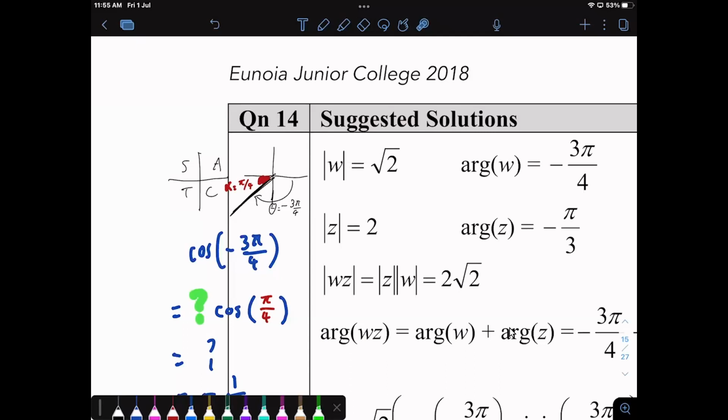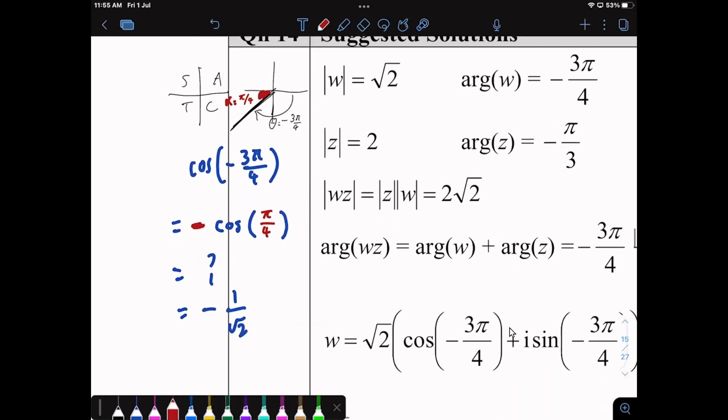Then what's the sign? What quadrant are we at? T. We're in T. So plus or minus? Minus. Okay, then you can simplify. Actually, is this correct? Let me think a little bit. Yeah, correct. Then cosine pi by 4, I hope you remember, it's just 1 over square root 2. Then that's how you get negative 1 over square root 2.